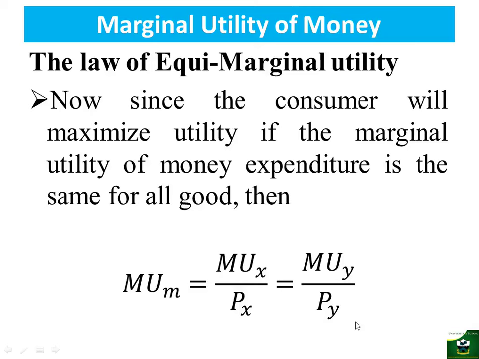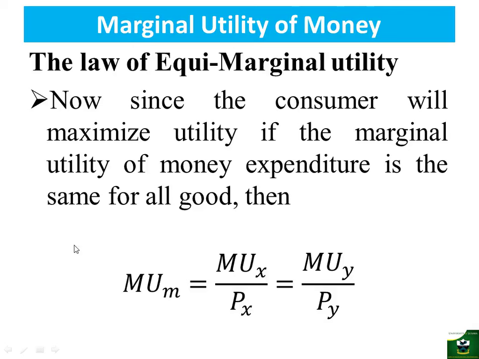If we had more goods here, maybe good Z, good K, we would still equate this to the marginal utility of any other good that we may bring in. Let's say the marginal utility of good Z, meaning we divide this by the price of good Z. So whatever amount or different types of commodities we have, we keep adding to this equation.